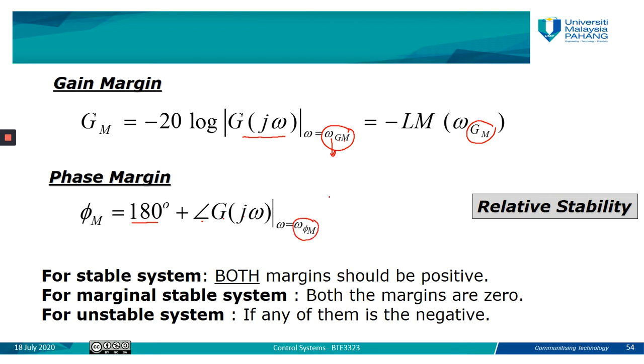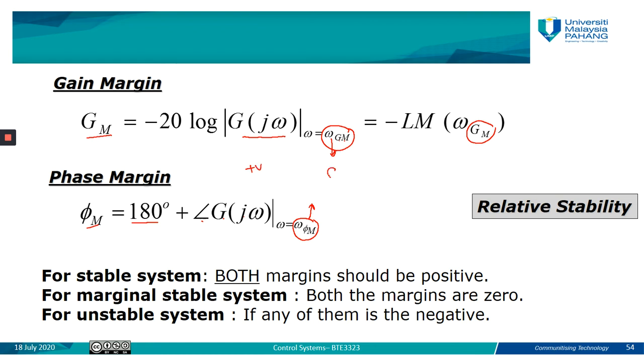So our task will be to identify the value of frequency for the gain margin and phase margin calculation. When we know this frequency, we are going to identify if our system is stable or unstable. In order to make our system stable, both the gain margin value and the phase margin value must be positive.